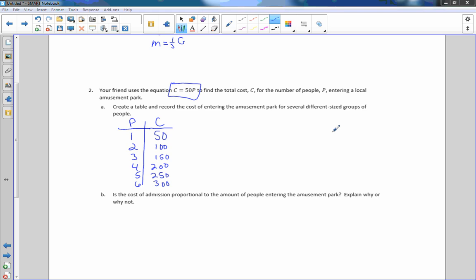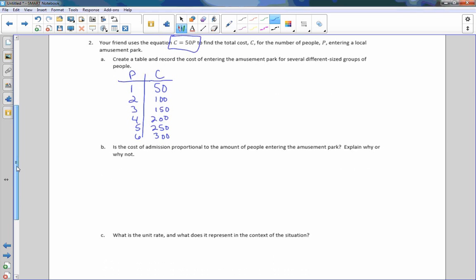Okay. B says: is the cost of admission proportional to the amount of people entering the amusement park? Explain why or why not. 50 divided by 1 equals 50. 100 divided by 2 equals 50. 150 divided by 3 is 50. 200 divided by 4 is 50. 250 divided by 5 is 50. And 300 divided by 6 is 50. So the cost is proportional.